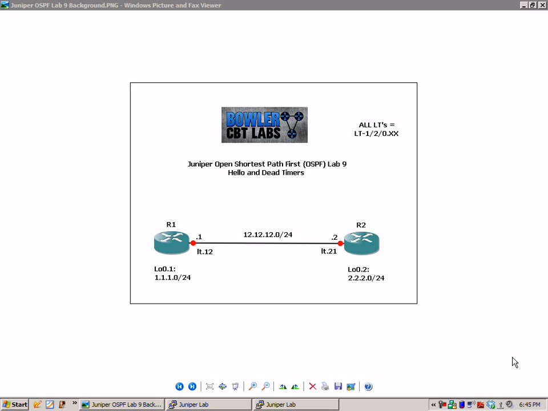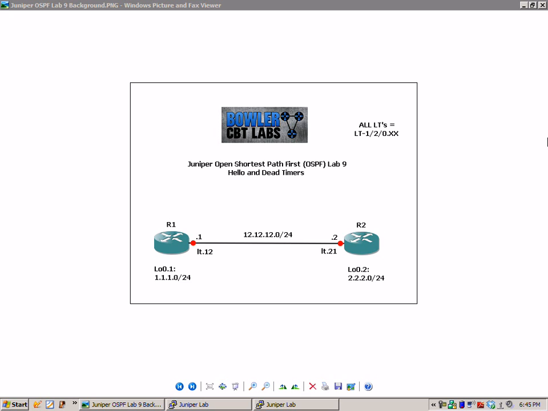So the first thing I want to do is just explain our current network topology. We have two routers, router 1 and router 2. They are logical systems and they are connected together via a logical tunnel interface. If you're not familiar with logical systems or logical tunnels, I would suggest watching Juniper's Series 1 Logical Systems Labs number 1 and 2.